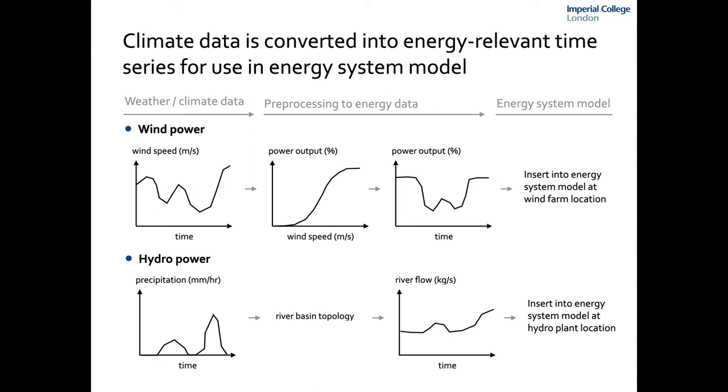Let's give two examples. If I have wind power, I might take wind speeds, translate that to power outputs, essentially capacity factors, through a power curve, and then take these capacity factors, which are the power output as a percentage of what's possible, as a time series, and put them into an energy system model at wind farm locations. Similarly, for hydropower, I might take precipitation data, use a river basin topology, and then put it into an energy system model as river flows. So this is usually how climate data enters energy system models: as time series. And I'll give a quick tutorial into how that works right here as well.